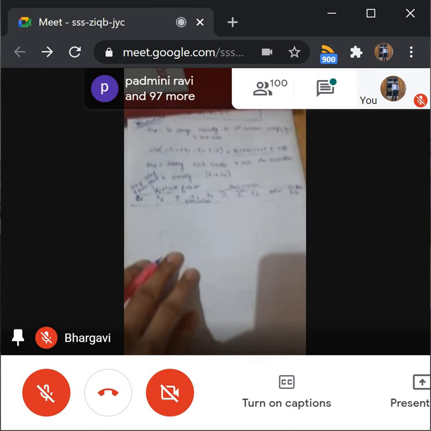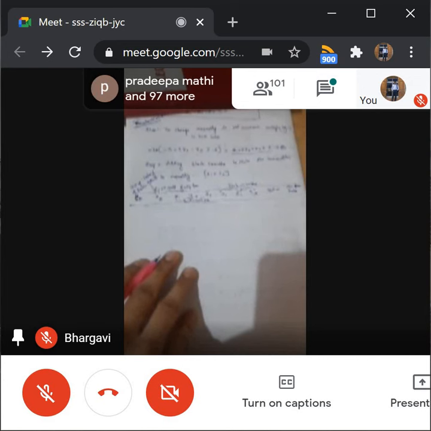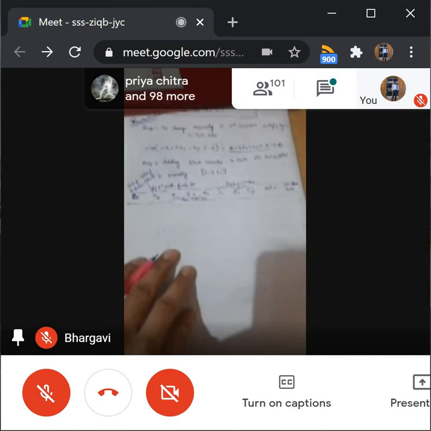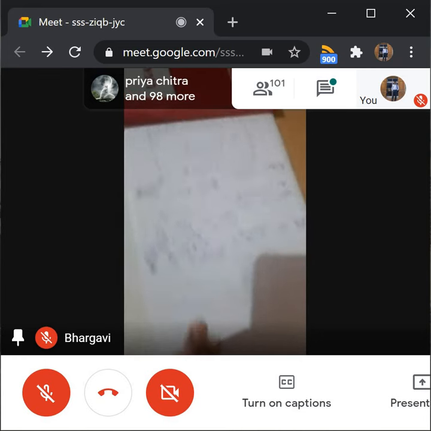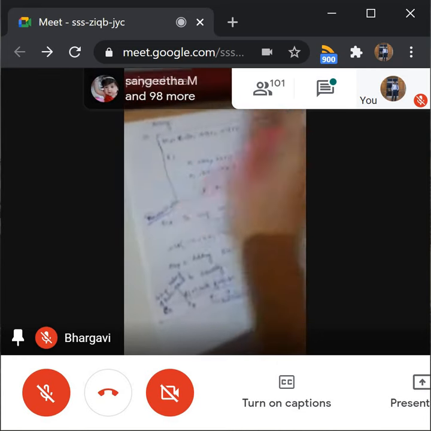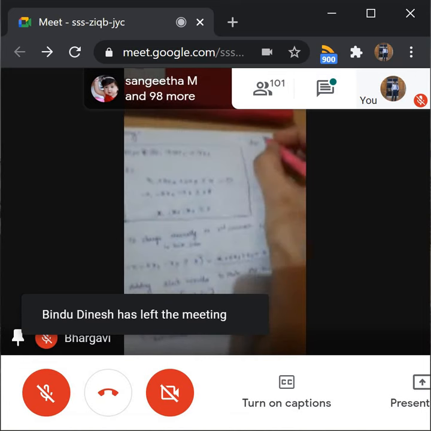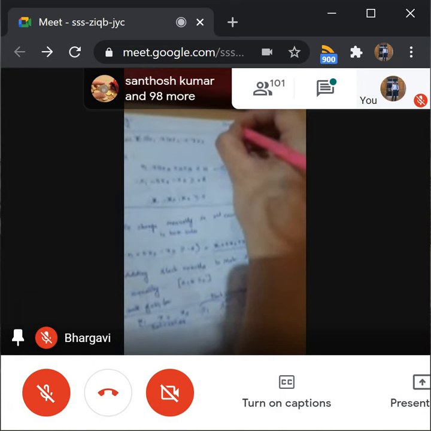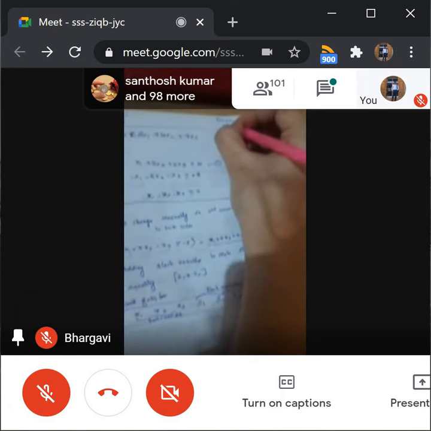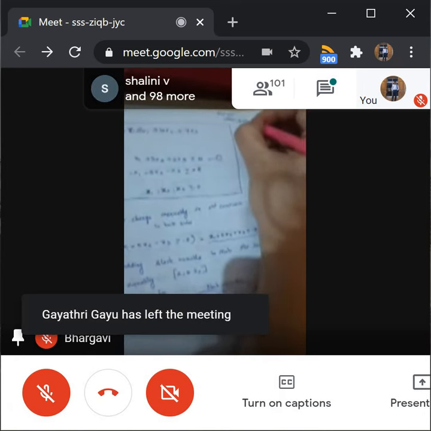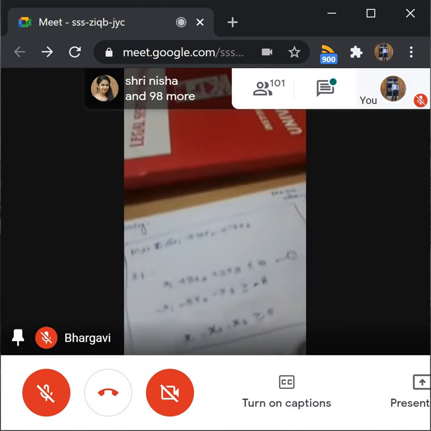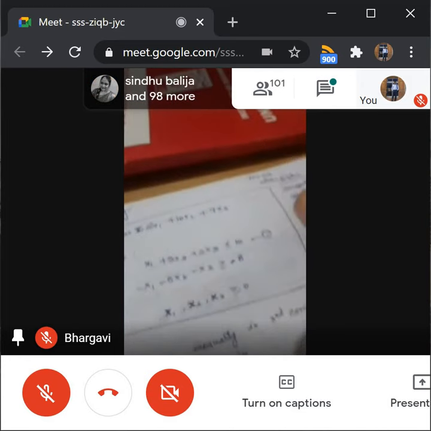There is a formula for minimum positive ratio, that is, solution divided by the corresponding value in the key column. So you can make a note. Minimum positive ratio is equal to solution divided by the corresponding value in the key column. That is the formula for minimum positive ratio.